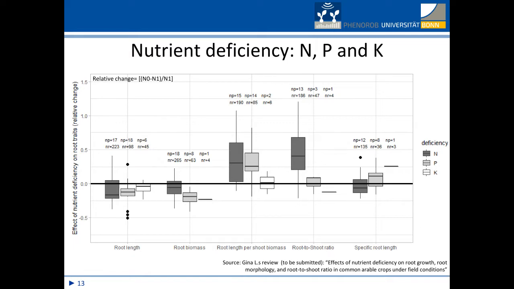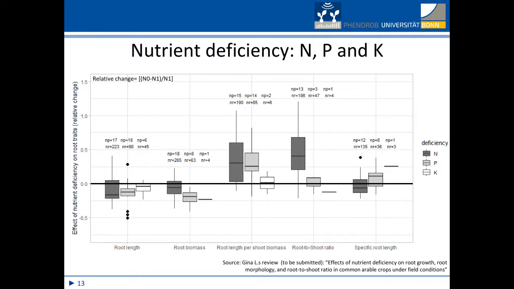The graph shows the effect of nutrient deficiencies on root traits, as a relative change. On the left side, it shows the effect on root length, then on root biomass, then on root length per shoot biomass, root-to-shoot ratio, and on the right side specific root length, for the three nutrients N, P, and K. The results suggest that the root length and root biomass decrease in case of nutrient deficiency. This is true for the absolute values, and the main reason is that the shoot biomass is also reduced.